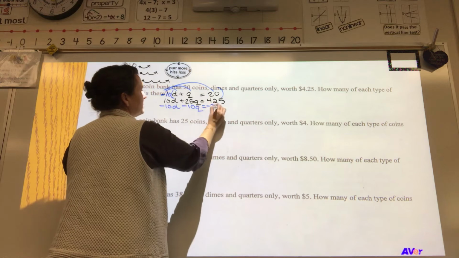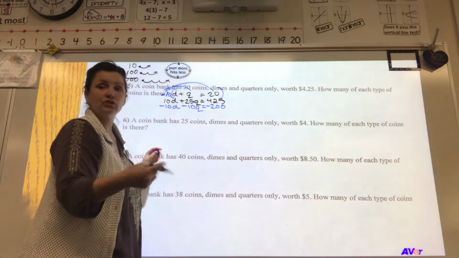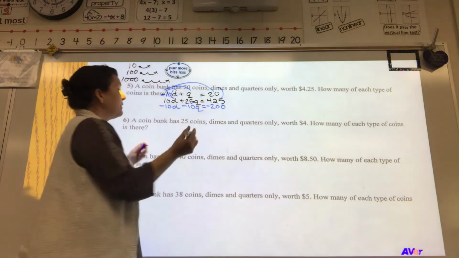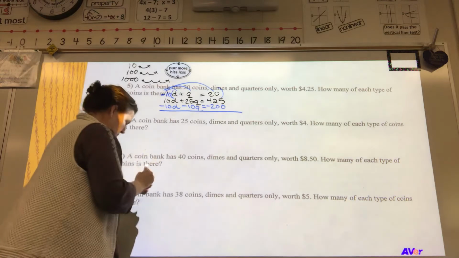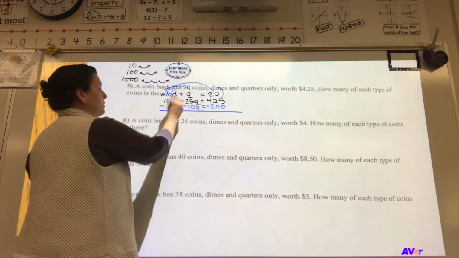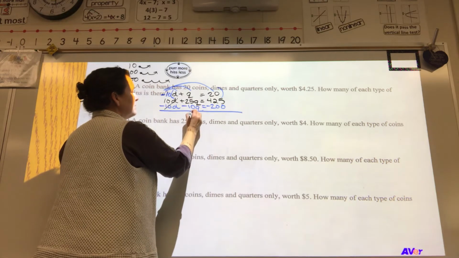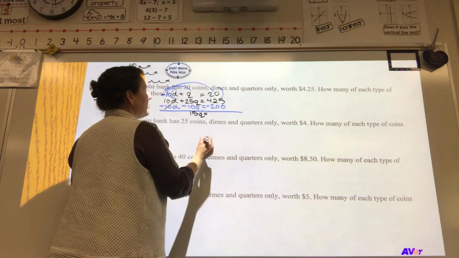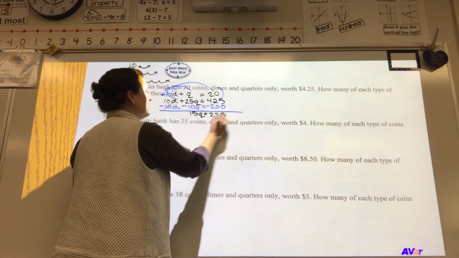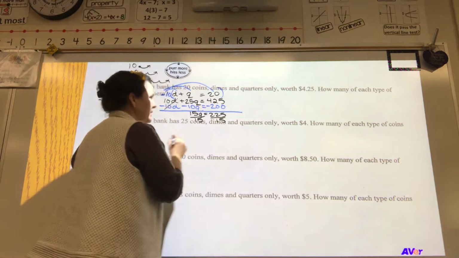Negative 200. Cool. Now in class you can use a multiplication chart. My multiplication charts go up this high, so you don't need to be panicked about your math facts. Nice. The dimes cancel. 25 take away 10 is 15. 425 take away 200 is 225. And now we're going to divide both sides by 15.